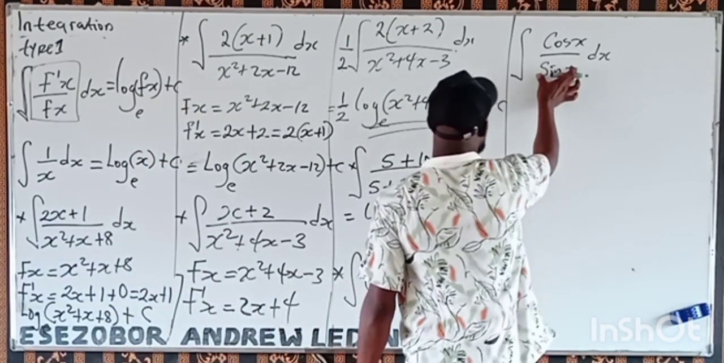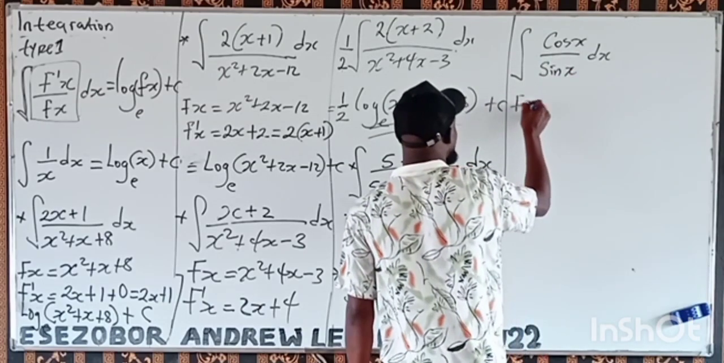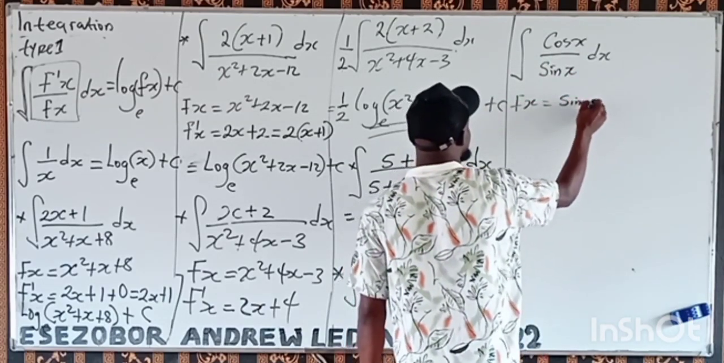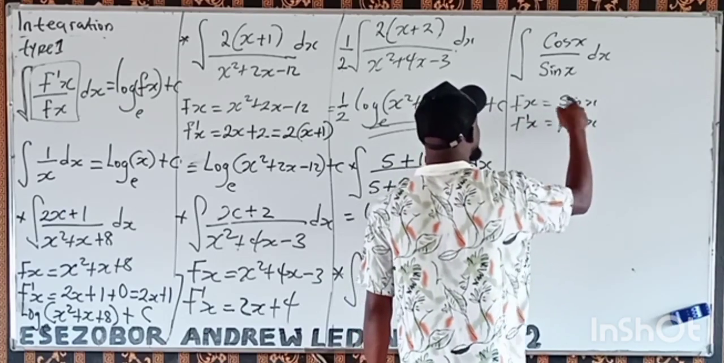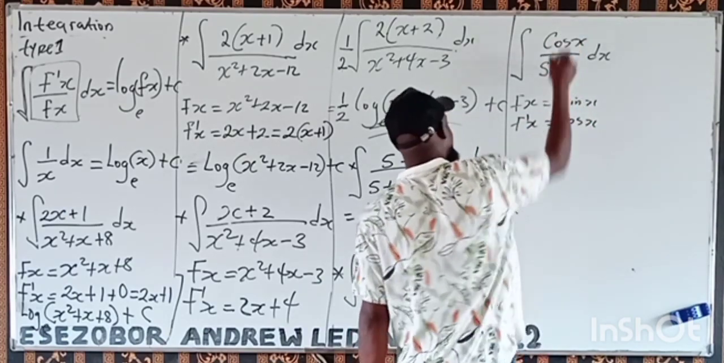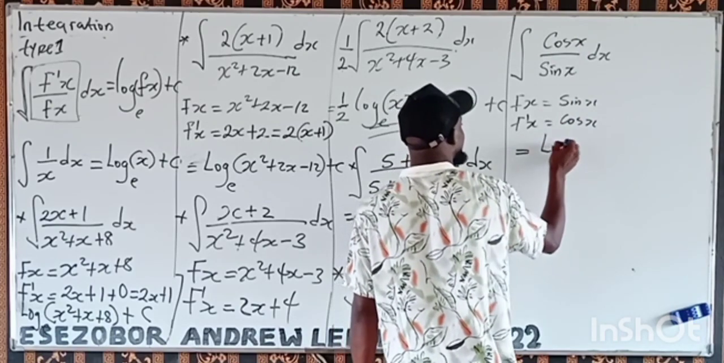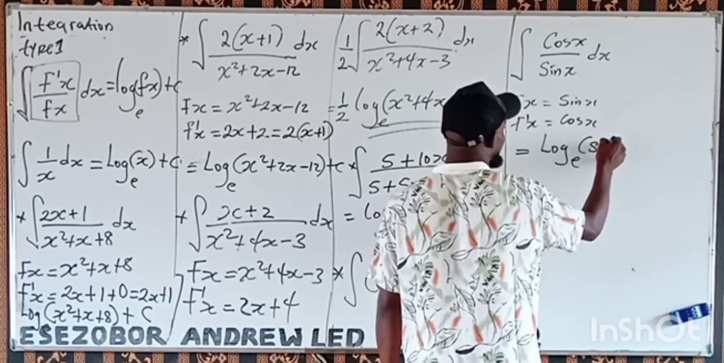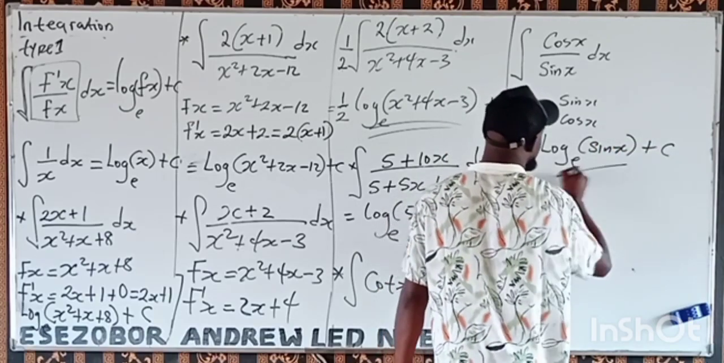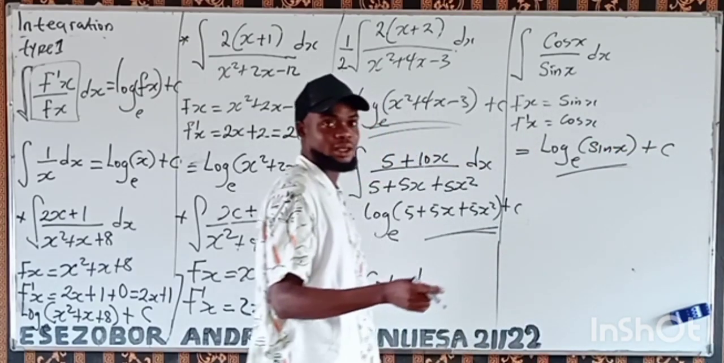So if I differentiate this one, f of x is sine x, f prime of x is the derivative of sine x, which is cos x. Since when I differentiate this, the answer is this, automatically the answer will be log e of the denominator, which is sine x, plus c. That's what I'm going to have as your final answer.